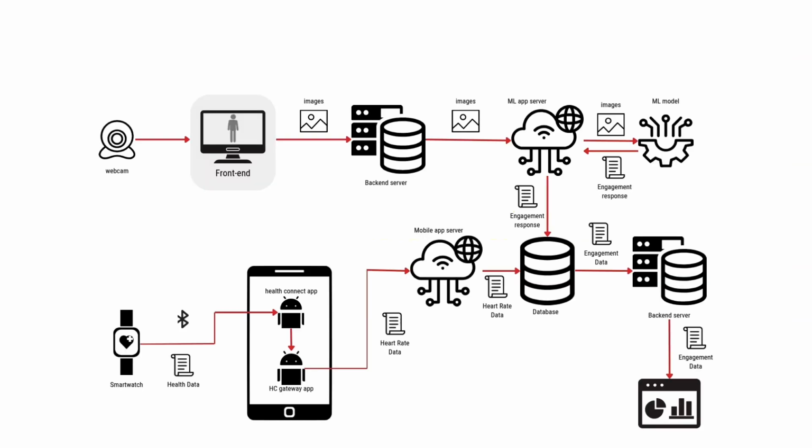Now let's move on to the IoT integration part. Here's a look at the IoT data flow in EnFluent. We use the webcam to take a photo of the student every 6 seconds. Each image is sent to our backend server and passed through a machine learning model that detects engagement levels. The engagement status is then saved in the database.